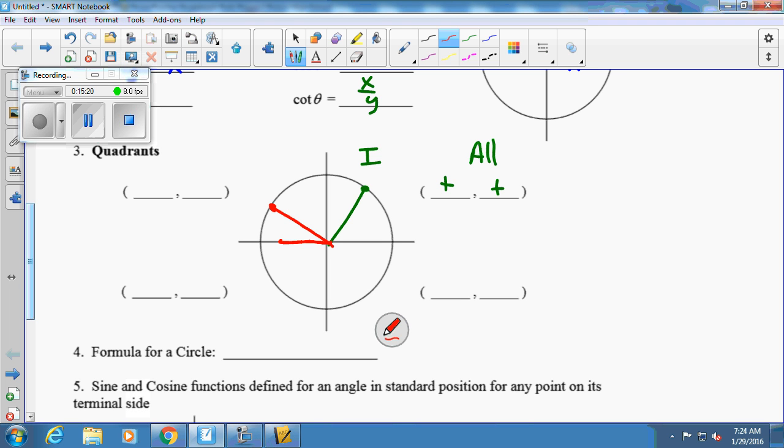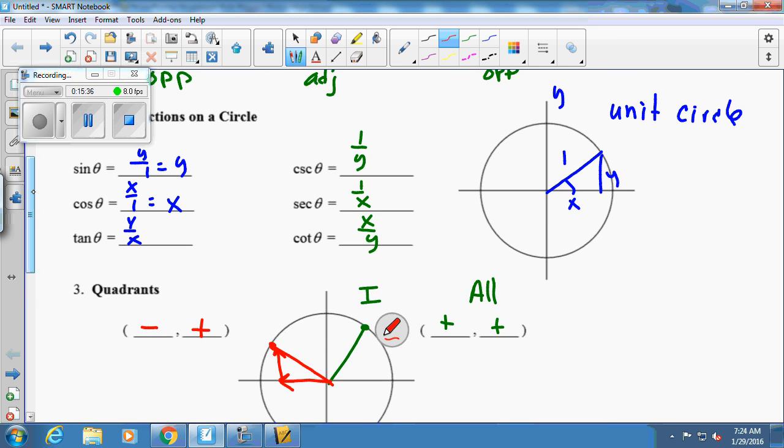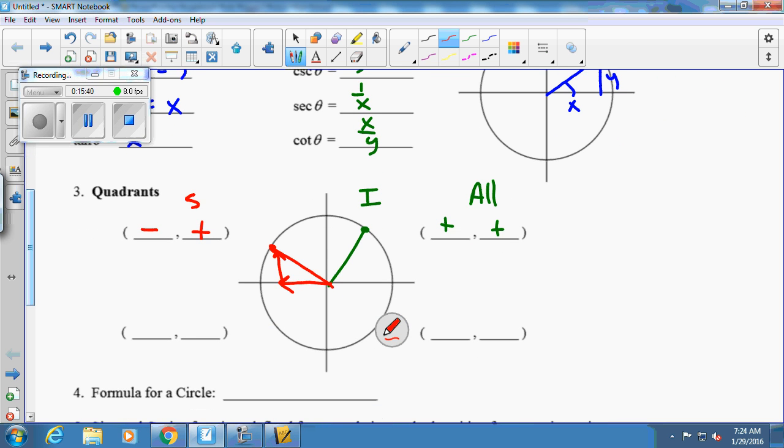X is what kind of number? Negative. Y is what kind of number? Positive. So we're always wondering who is going to be positive. Who is positive in this quadrant? The which coordinate? And so who is corresponding to the y coordinate? Sine of theta. So we call that the sine quadrant. You don't remember that, all sine, tan, cosine, that business?